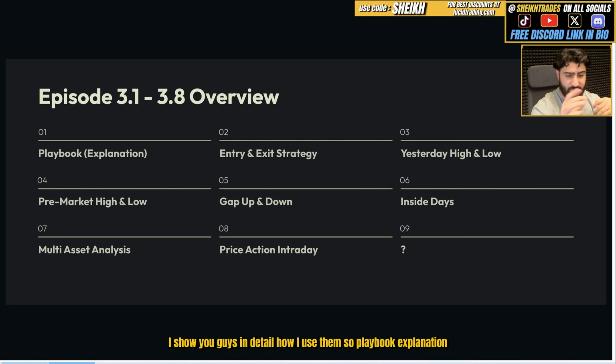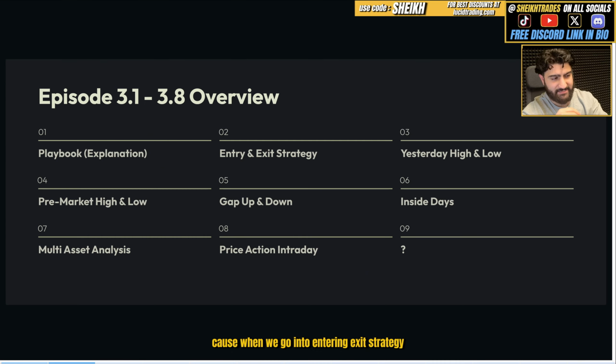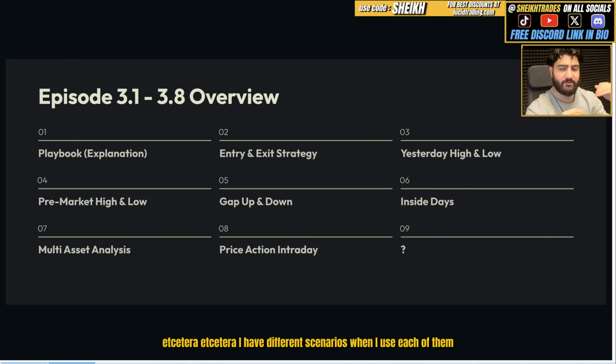So playbook explanation, episode 3.1, will be terminology, showing you out of context what they are, and going over every setup that I have. Bear in mind, out of context, if I talk about a pullback, I'll just show you what I mean with a pullback, because when we go into entry and exit strategy, when we go into yesterday high and low, when we go into pre-market high and low, etc., I have different scenarios when I use each of them.